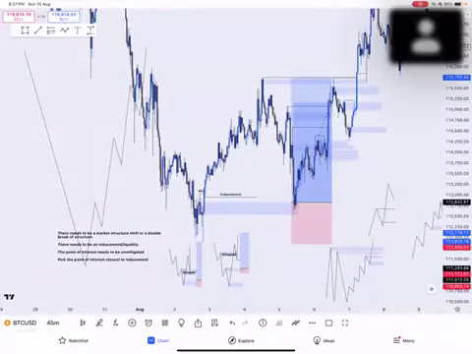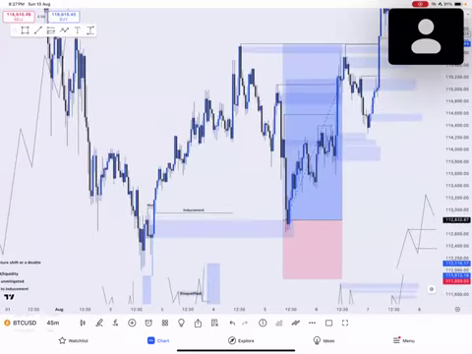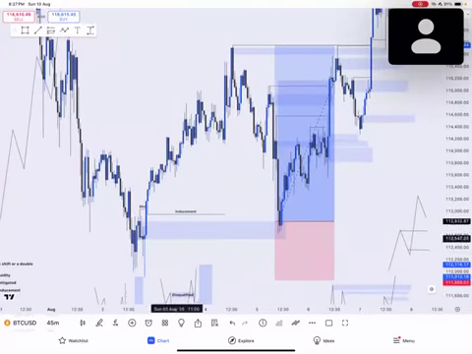Now, also, when it comes to picking a breaker block, you don't pay attention to the wick of the breaker. It's always the body of the breaker block that we pay attention to. If market mitigated the wick of the breaker while it was creating your inducement, that breaker is still valid.